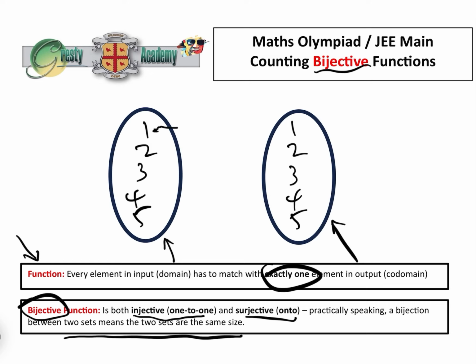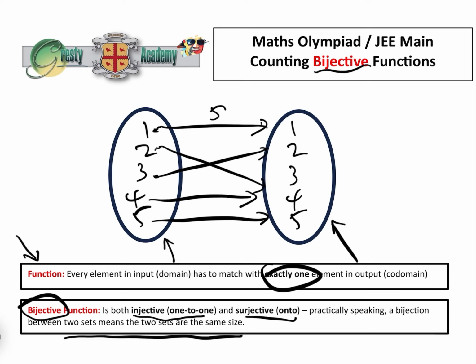This one here has 5 choices of what to go to, and this one here has 4 because it's got to be different, because it's injective and surjective. This one has 3 choices, this has 2 choices, and this only has 1 choice. So the number of possible bijections when the set has 5 elements is 5 factorial, which equals 120. When the set has n elements, the number of bijections given no constraints will be n factorial. Of course, it's never as easy as that, and there are constraints.